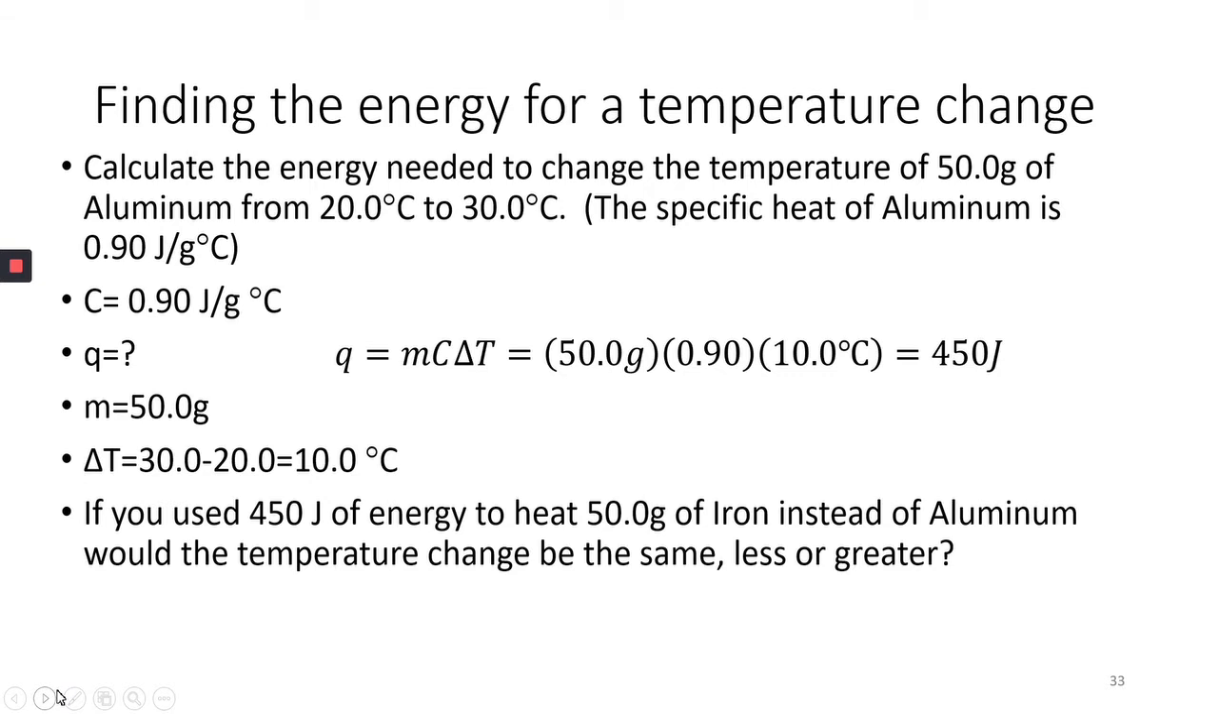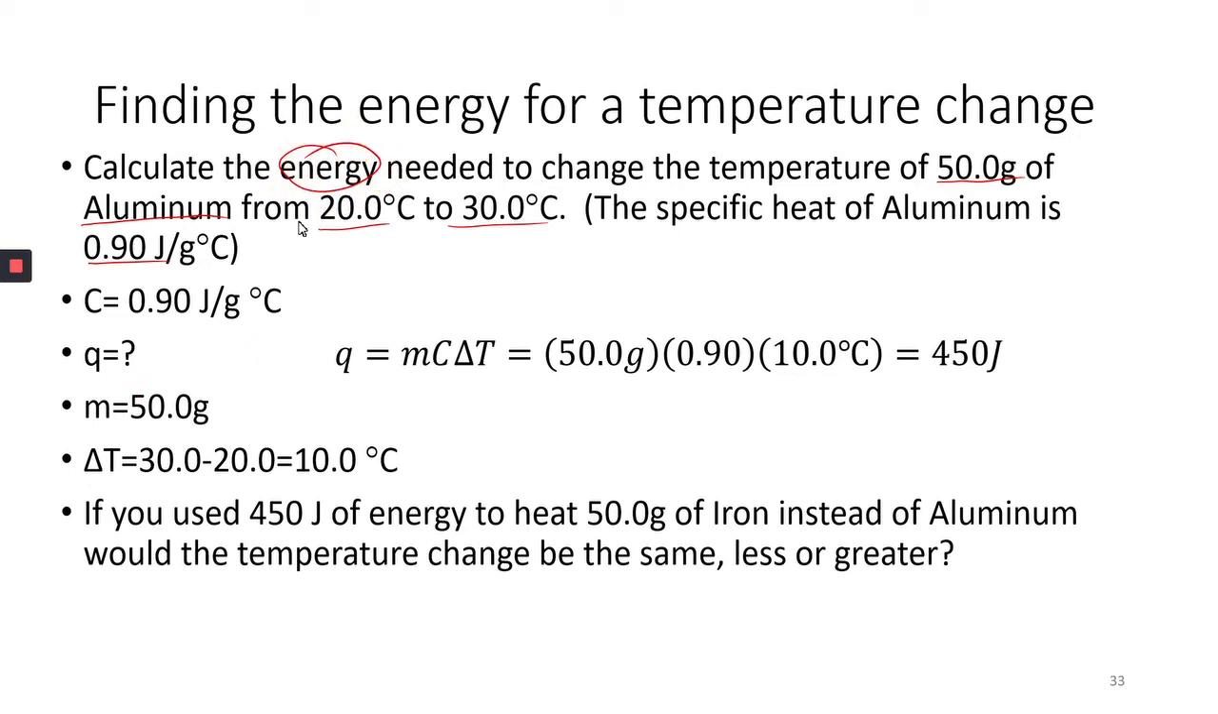So let's do an example here. We're going to start off simple and then work our way up, where we want to calculate the energy needed to change the temperature of 50 grams of aluminum from 20 degrees to 30 degrees. And they give us the specific heat is 0.90. So the first thing you should always do is list your information. So your specific heat is C, and it's 0.90 joules per gram degrees Celsius.